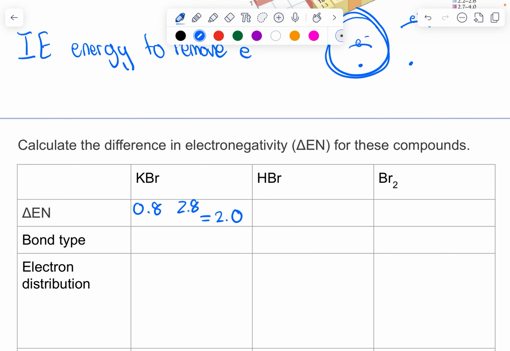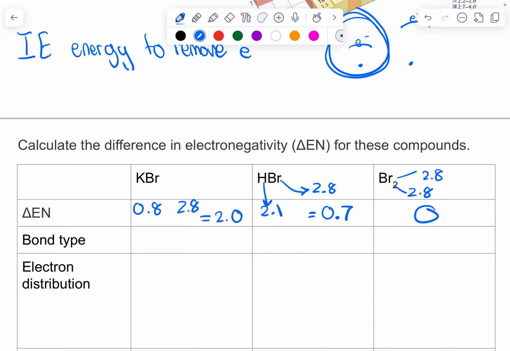Okay. HBr, H is 2.1. I know that one off the top of my head because it's one we use frequently. And Br is 2.8. So the difference is 0.7. Okay. And then Br2, well, both of those are 2.8, right? So the difference is 0.